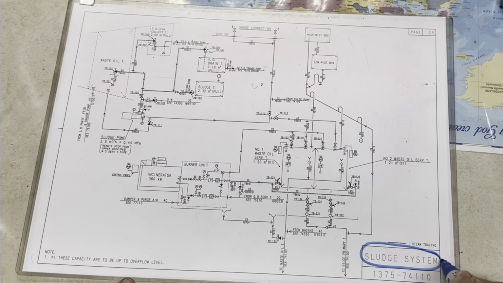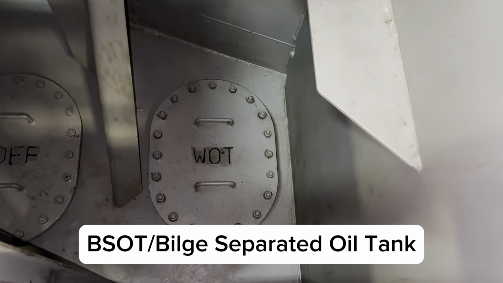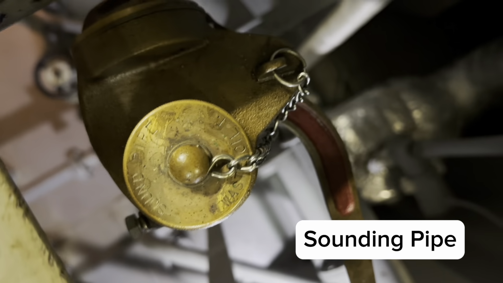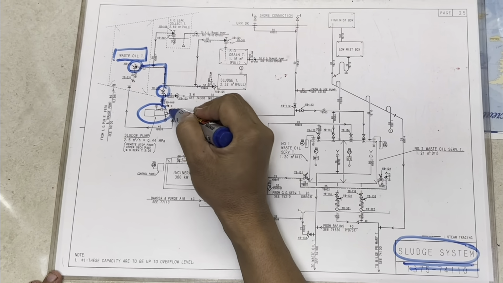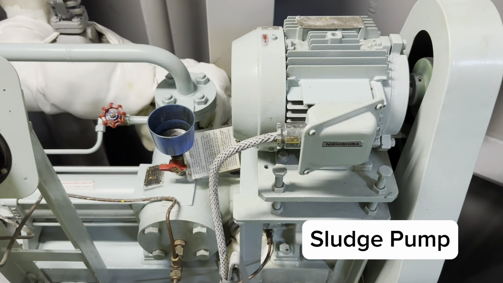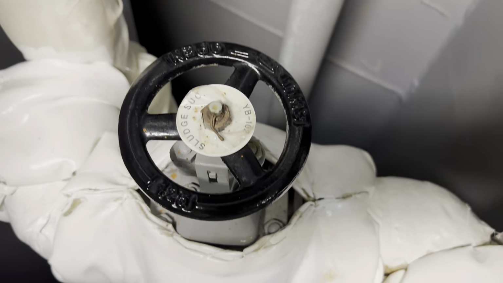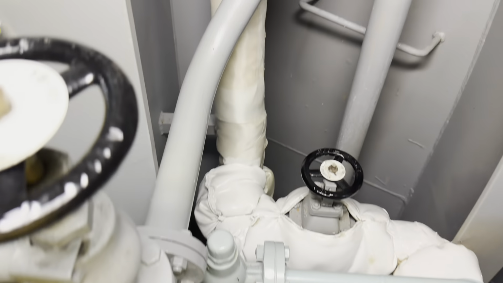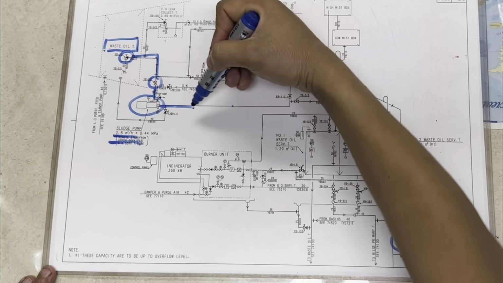Now, let's go to the sludge system. From the waste oil tank, or the other term, BSOT or bilge separated oil tank, the sludge stored in the waste oil tank is transferred via sludge pump to the waste oil service tank.